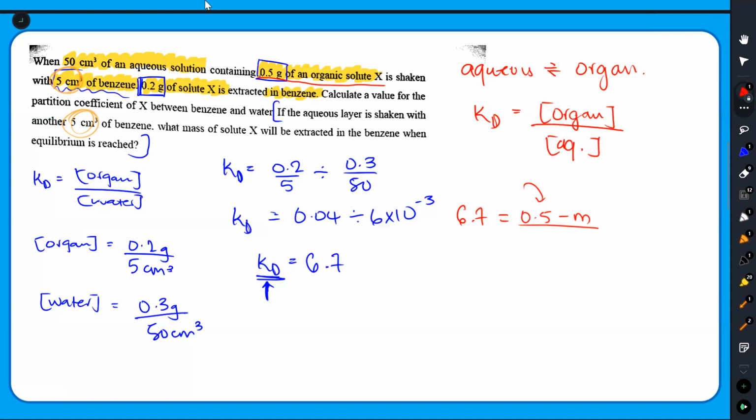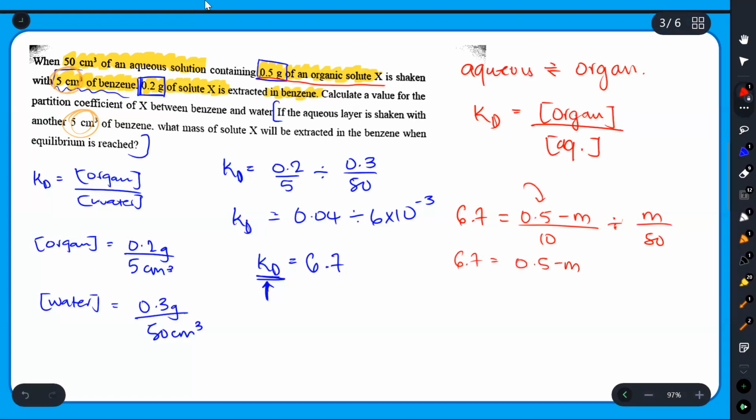And so we'll divide that by not 5 this time, but 10 centimeter cube, and divide that by the concentration of water, which would be the mass left behind in water divided by the volume of water used, which is 50 centimeter cube. So now what we do is solve for M. So 6.7 is equal to 0.5 minus M over 10 multiplied by, and reciprocate or flip the fraction here, 50 over M, right? We can go ahead and condense this by multiplying these numbers together. So 6.7 is going to be equal to 50 multiplied by 0.5 minus M over 10M.